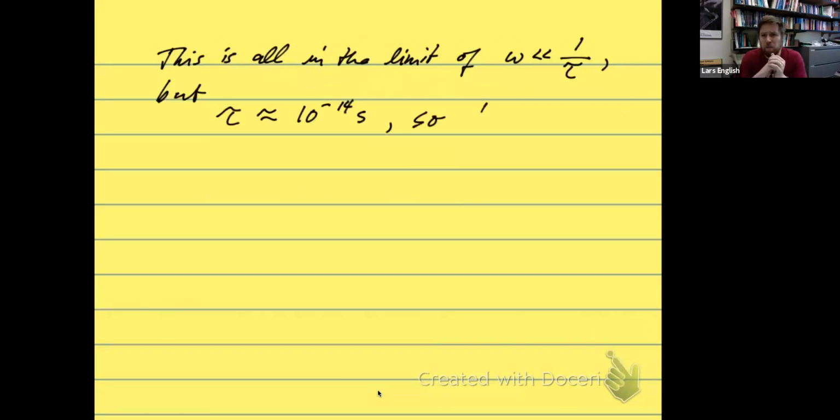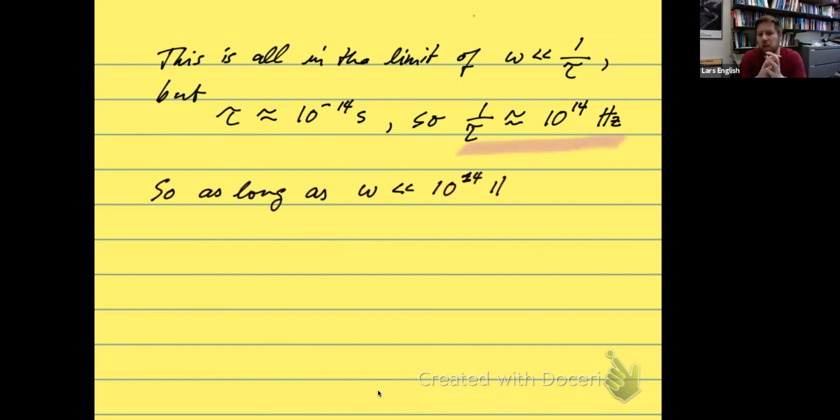So this is the limit, right? The 1 over tau. But what is 1 over tau? Well, tau is the relaxation time, and we said it is on the order of 10 to the minus 14 seconds across a wide range of metals. And so 1 over tau then is on the order of 10 to the 14 hertz. And so we are saying that as long as omega is less than 10 to the 14th, radians per second really should be the units here.